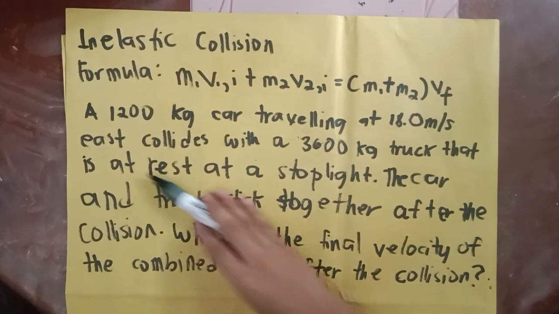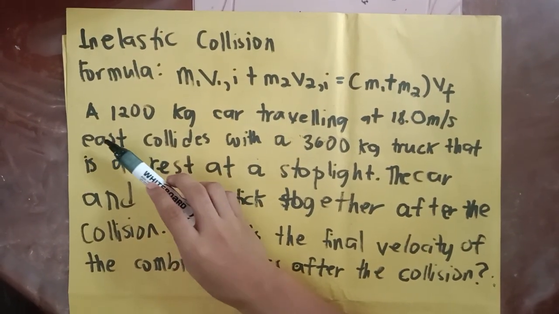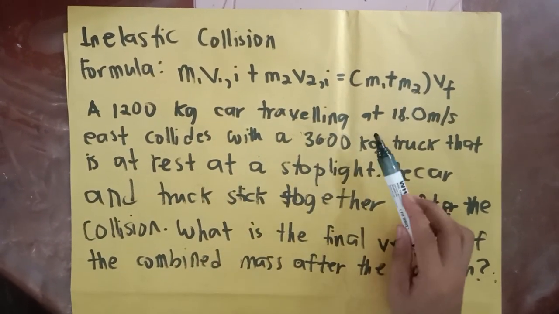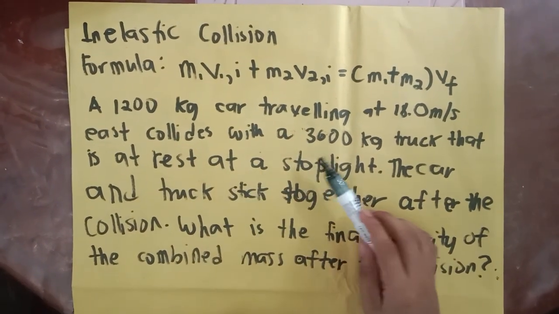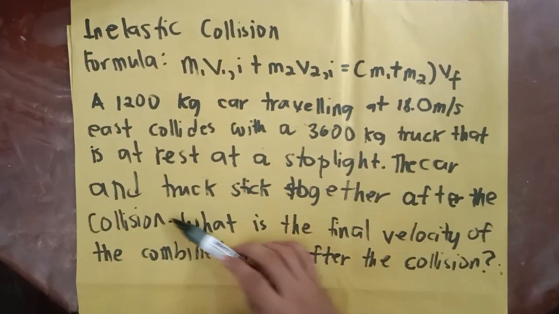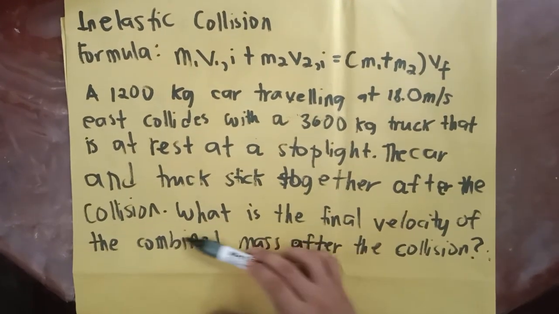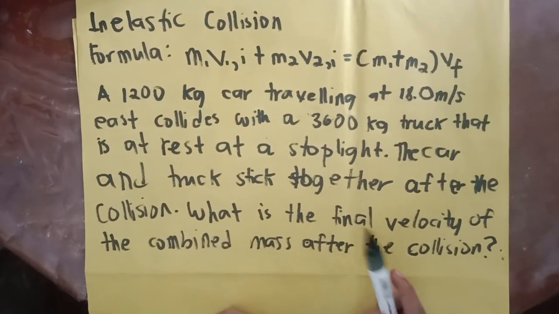So I have here a problem. A 1,200 kilogram car traveling at 18.0 meters per second collides with a 360 kilogram truck that is at rest at a stoplight. The car and the truck stick together after the collision. What is the final velocity of the combined mass after the collision?